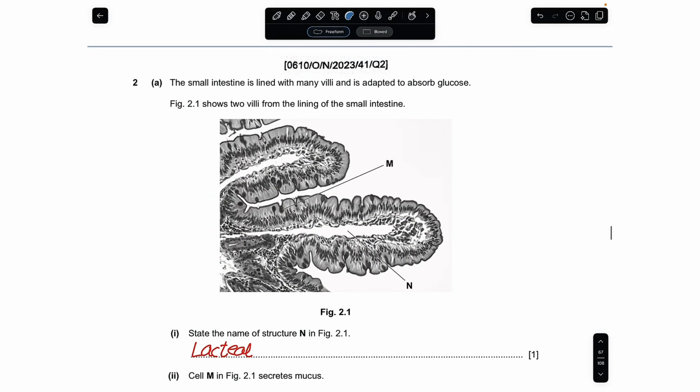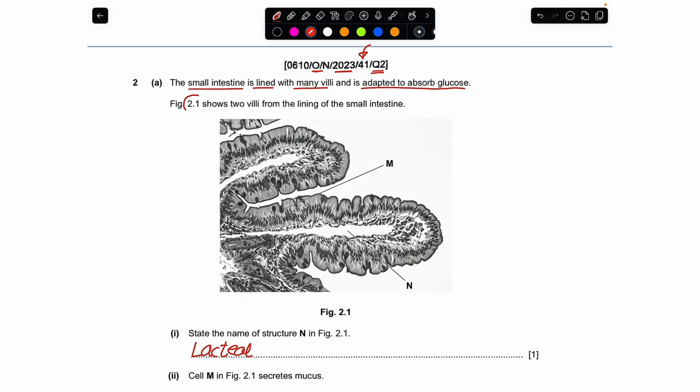Moving onward, and here we come to October November of 2023. The theory paper variant was 4-1, and for your exam, this was question number 2. Mostly this is focused on the structure of the villi that we have in the small intestines. The examiner tells us that the small intestine is lined with many villi and is adapted to absorb the glucose.